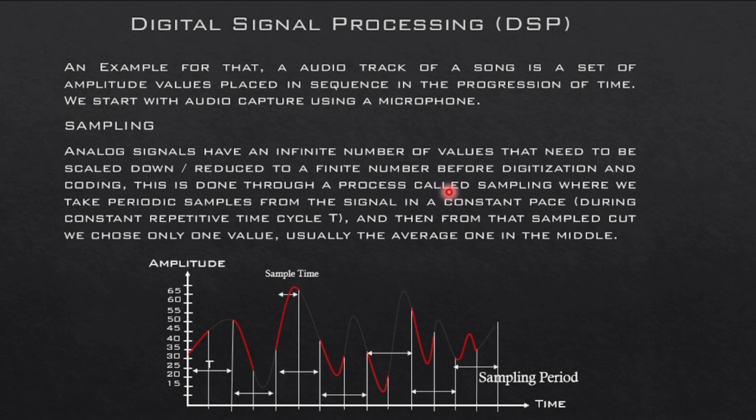This is done through a process called sampling, where we take periodic samples from the signal in a constant pace, as you see down below, where these samples, from the signal that are taken in a constant pace during constant repetitive time cycle t, are then reduced again into discrete numbers, but we haven't gotten to that point yet. So we take these samples, and then from the sampled cuts, we choose only one value, usually the average one in the middle. Let's check it.